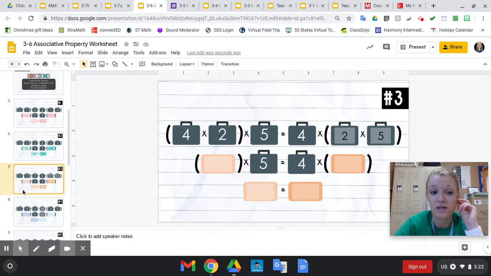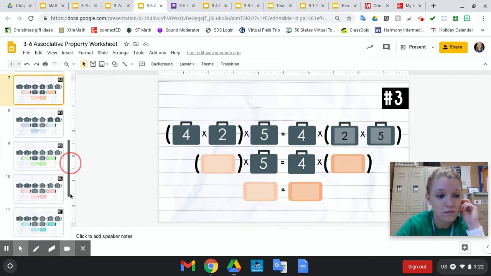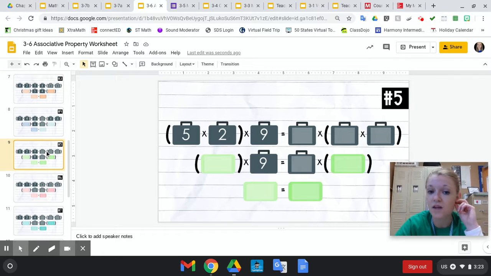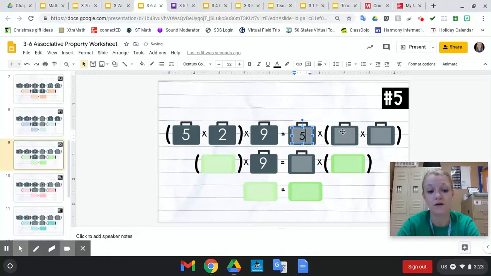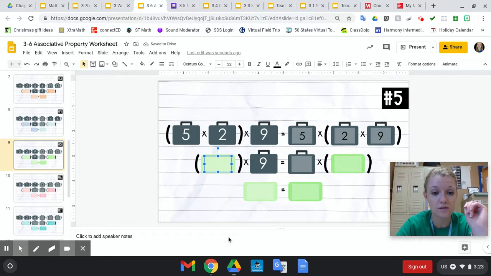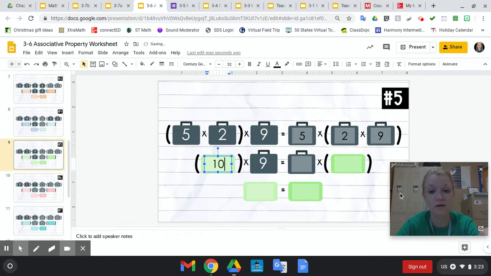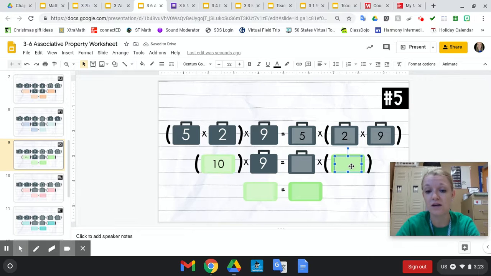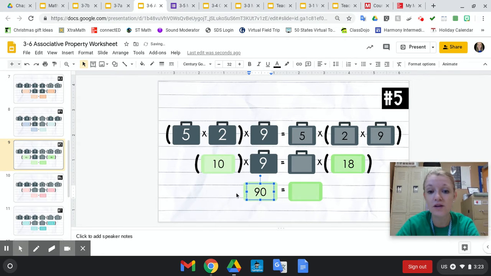If we look at the next slide, let's see. Let's do this one. If I look at this slide, I have 5 times 2 times 9 equals 5 times 2 times 9. Keep the same order. We're focusing on associative, which is groupings. 5 times 2 is 10. Over here, 9 times 2 is 18. I know 10 times 9 is 90. So I'm already done with this side. See, this side was a lot easier.